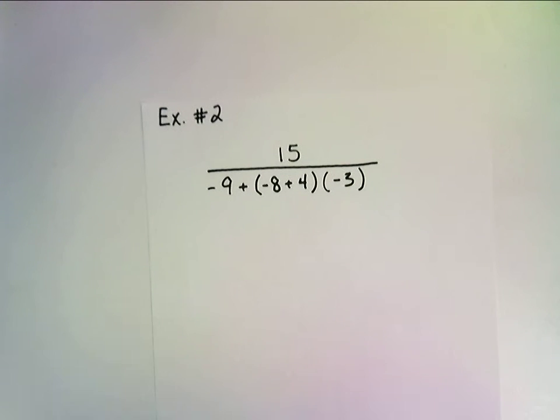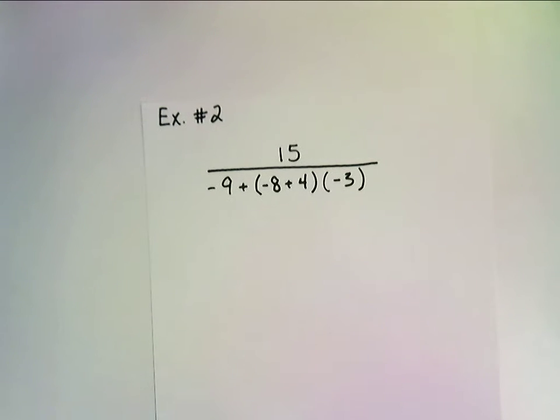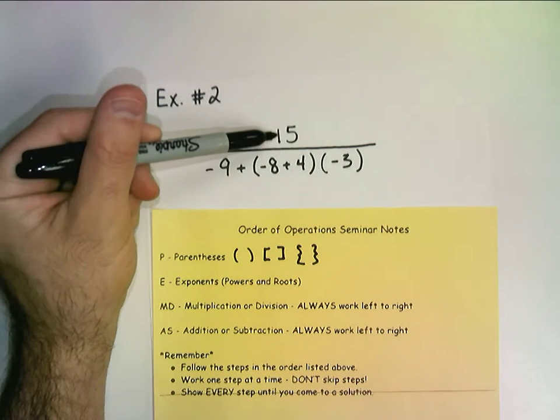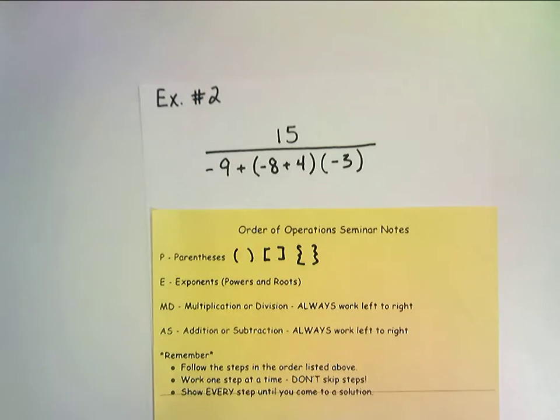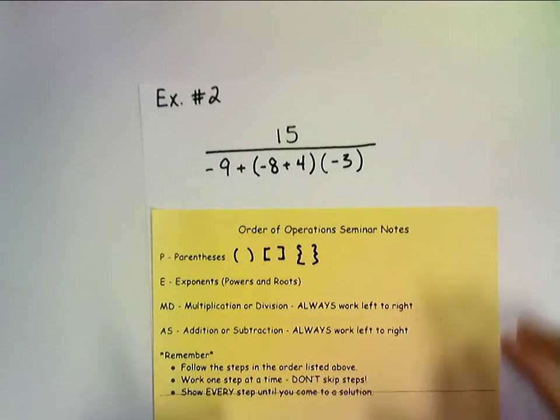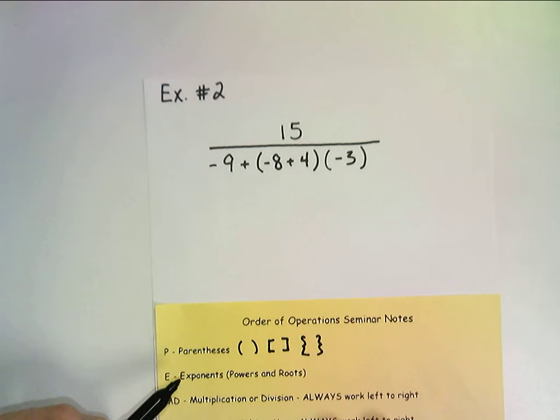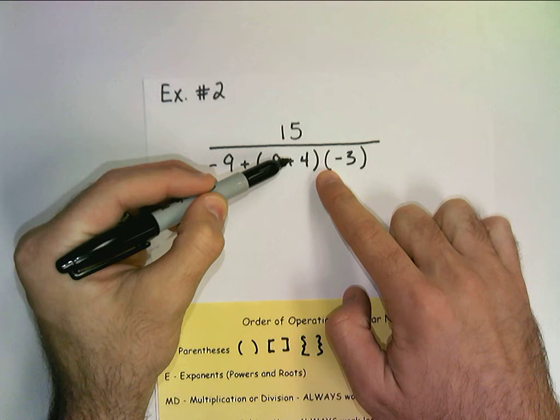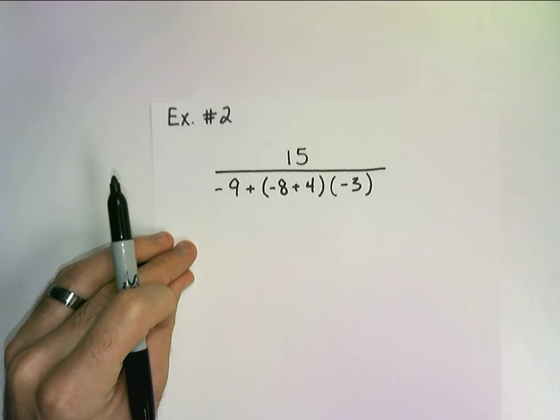So example 2. So as you can see, again, we have a lot going on here. And I'll bring this back in here, our order of operations. But our problem says 15 divided by negative 9 plus negative 8 plus 4 times negative 3. So working through the procedure here again, we want to look at parentheses. Well, here we can see that in the denominator there's a negative 8 plus 4. So we need to take care of that first. So let's go ahead and do that.